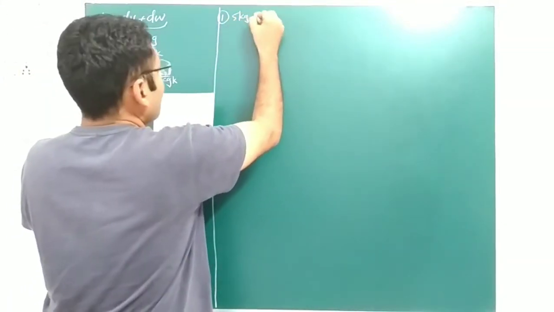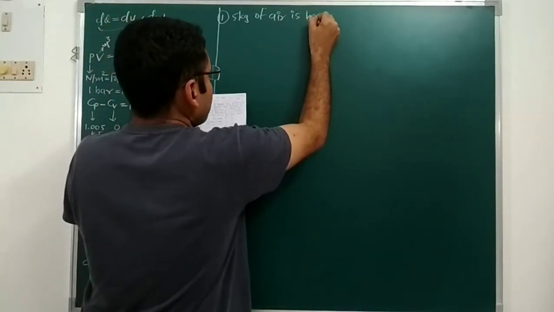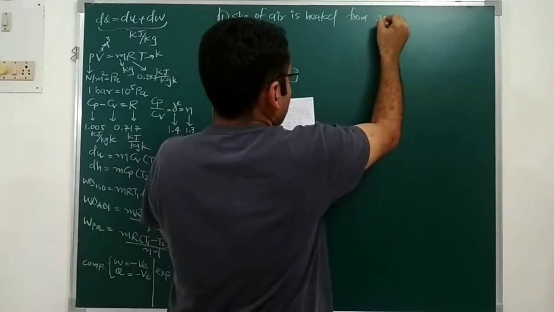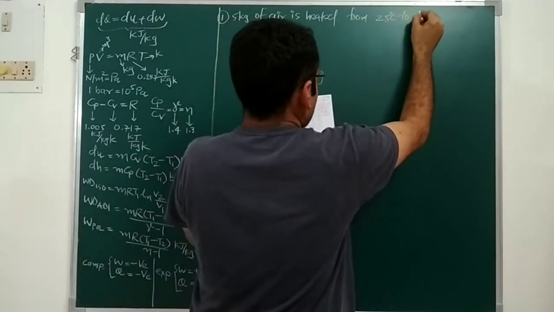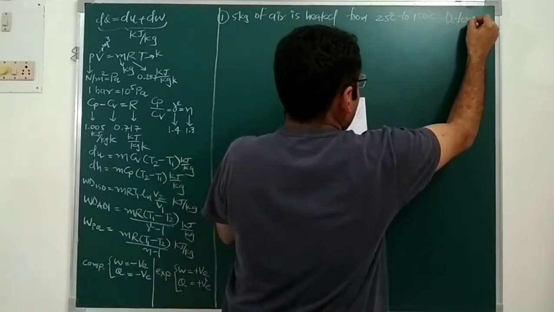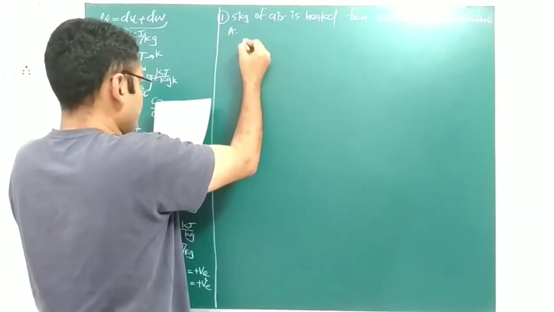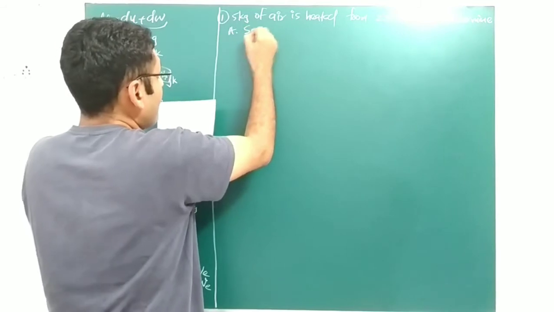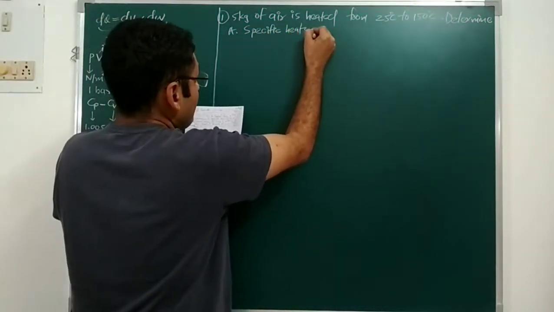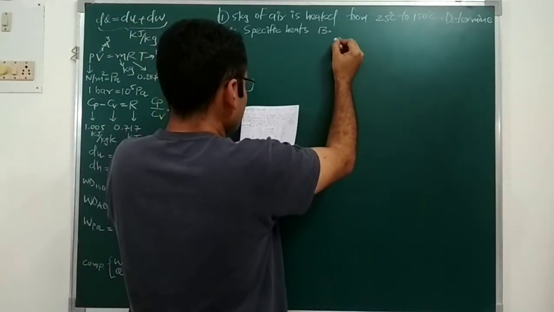5 kg of air is heated from 25 degree centigrade to 150 degree centigrade. Determine: A, the specific heats. Then B, that is the change in internal energy.